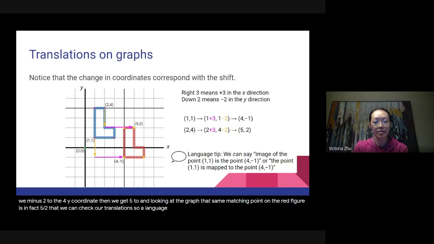So a language tip again, we can say that the image of the point 1, 1 is a point 4, negative 1. Or we can say the point 1, 1 is mapped to the point 4, negative 1. They both mean the same thing. It says that the 1, 1 point is going to the 4, negative 1 point.